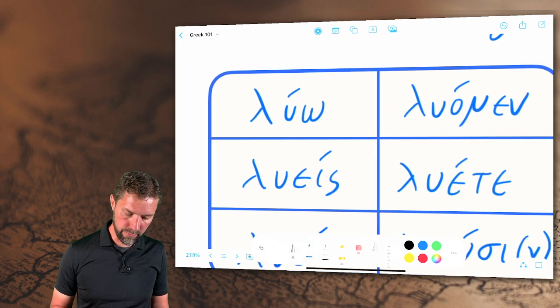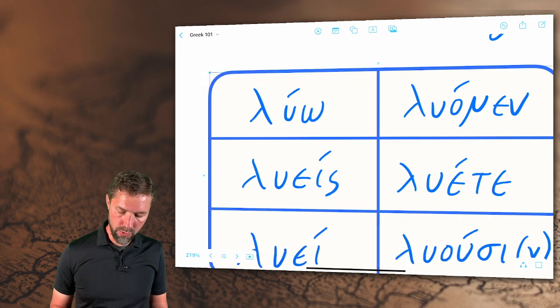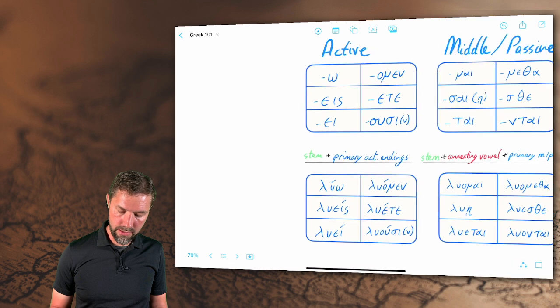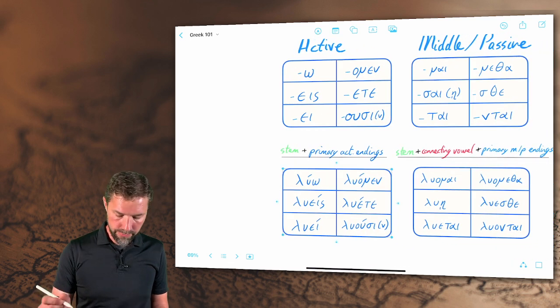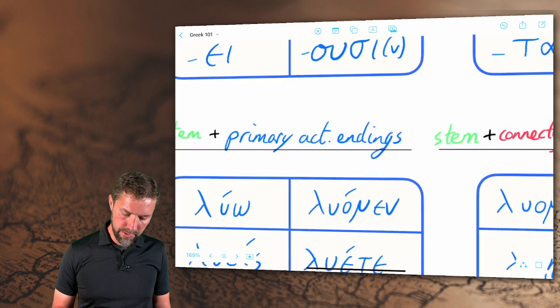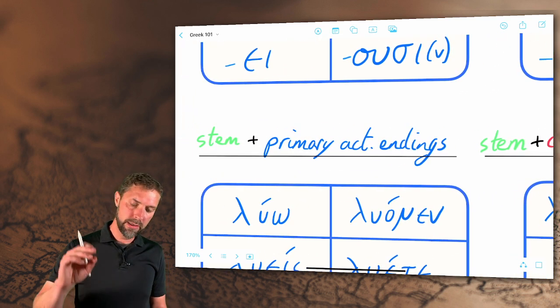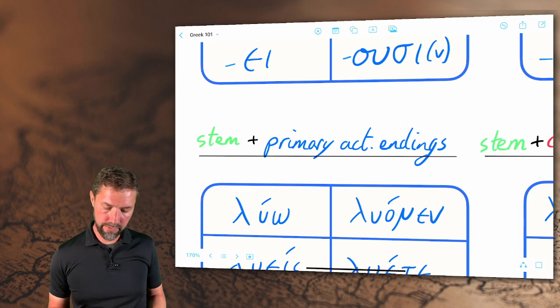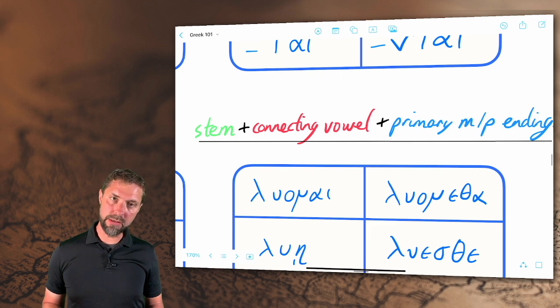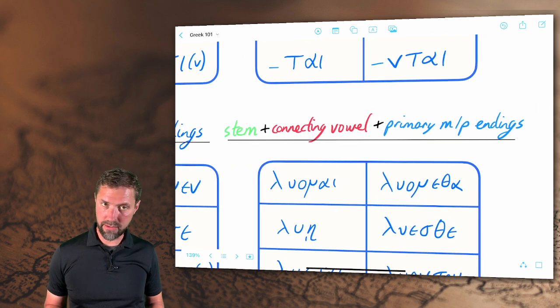So if this is my main form that I learn as my vocab, I take that luo form and I just check out the ending, omega. Cut that off. Okay, lu is now my stem. Luo, lueis, luei, luomen, luete, luousi. I give you these formulas, which I think are really helpful to remember. So look: stem plus primary active endings. And over here, you're doing something similar, except stem plus connecting vowels plus primary middle passive endings.